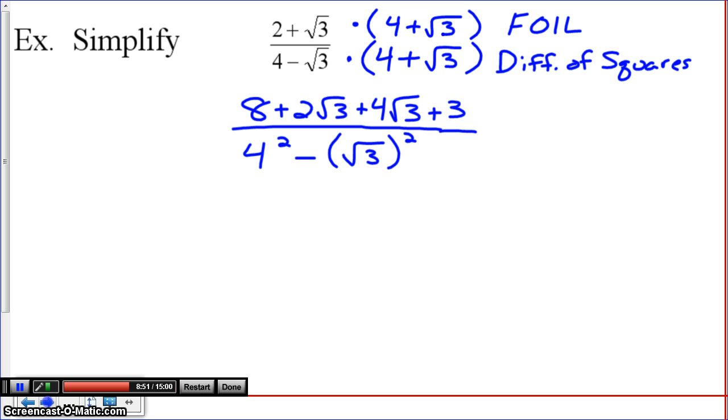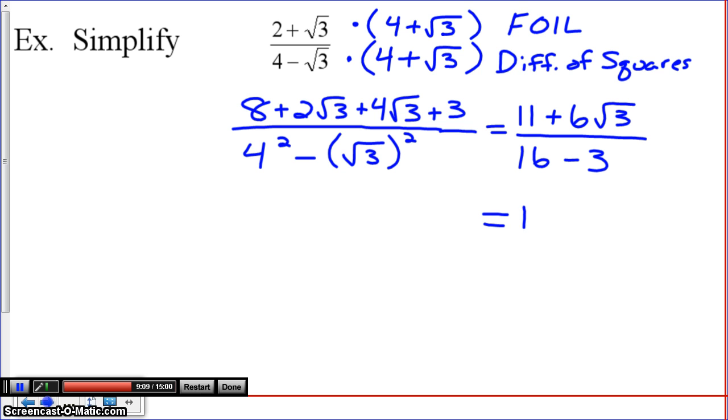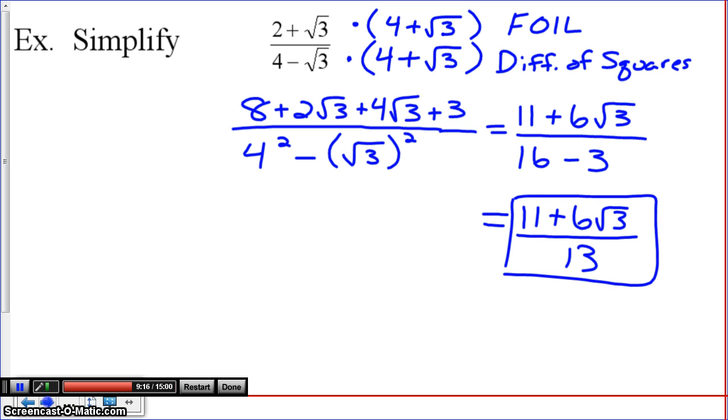I can simplify this. In the numerator, I can combine like terms. So I get 11 plus 6 square root of 3. In the denominator, I can simplify to get 16 minus 3. I can continue to reduce to get 11 plus 6 square root of 3 over 13. And that is my simplified answer because there are no longer square roots in the denominator.